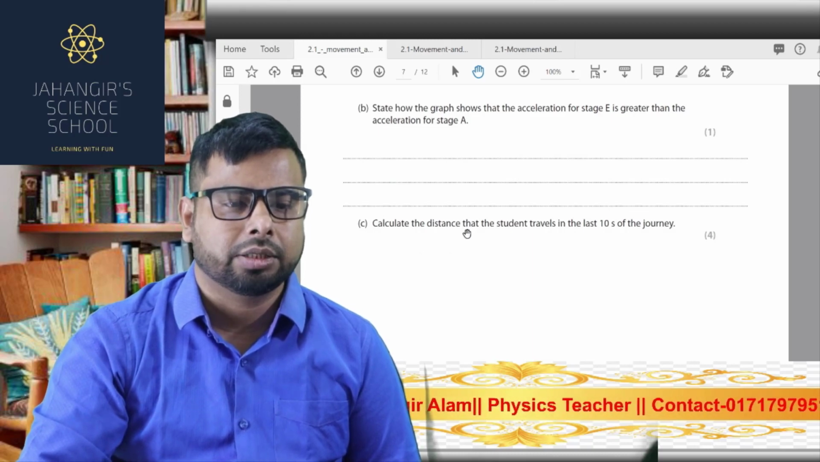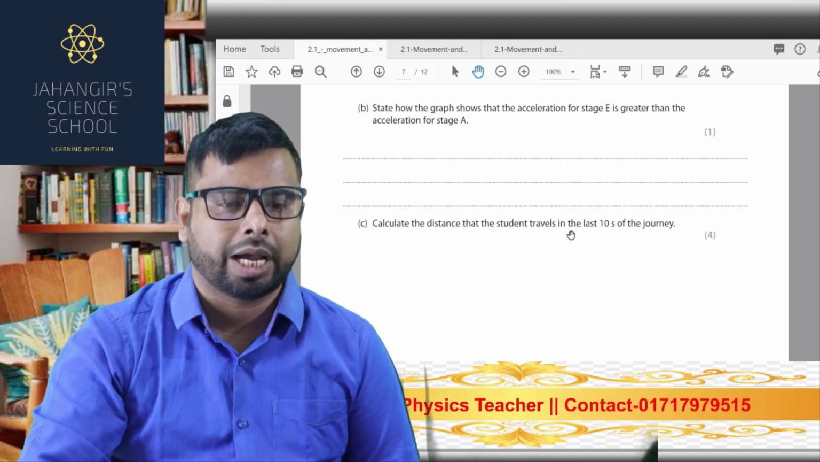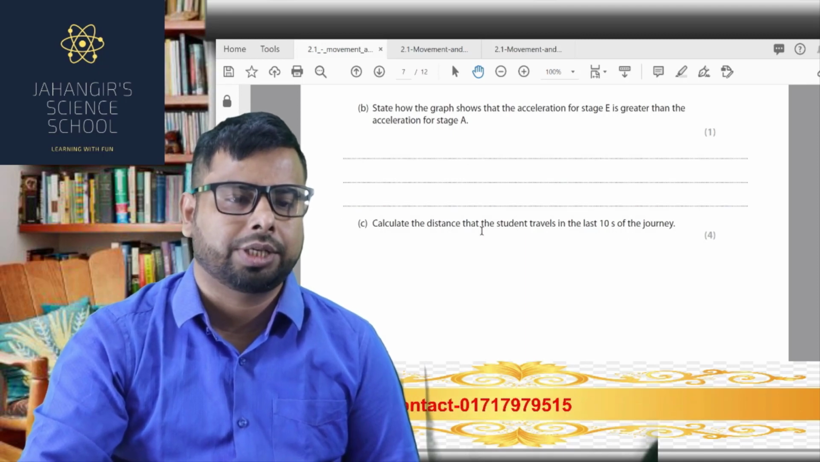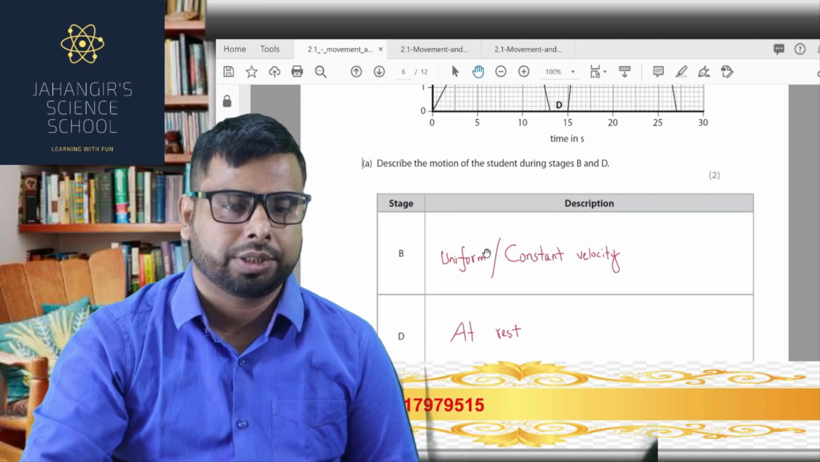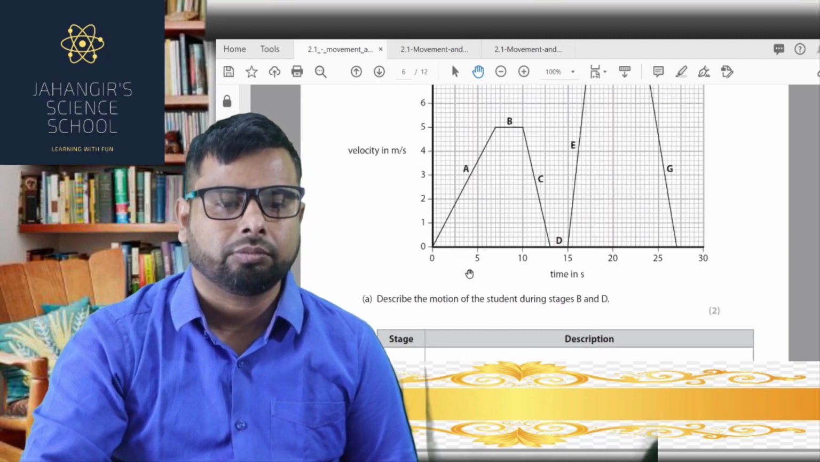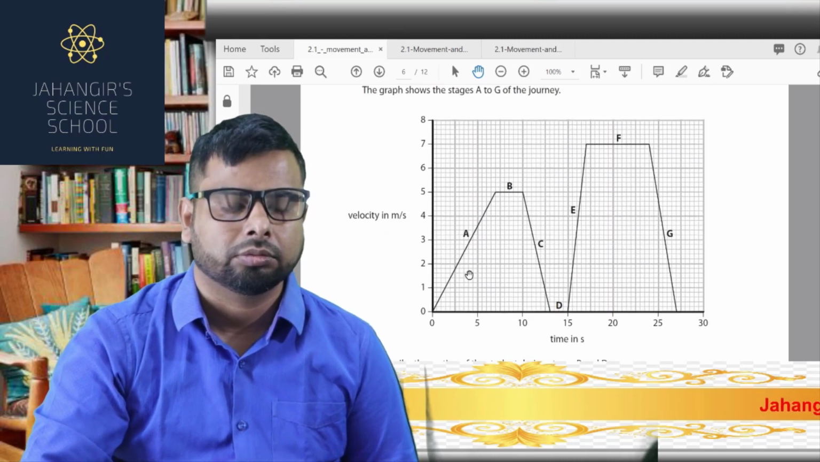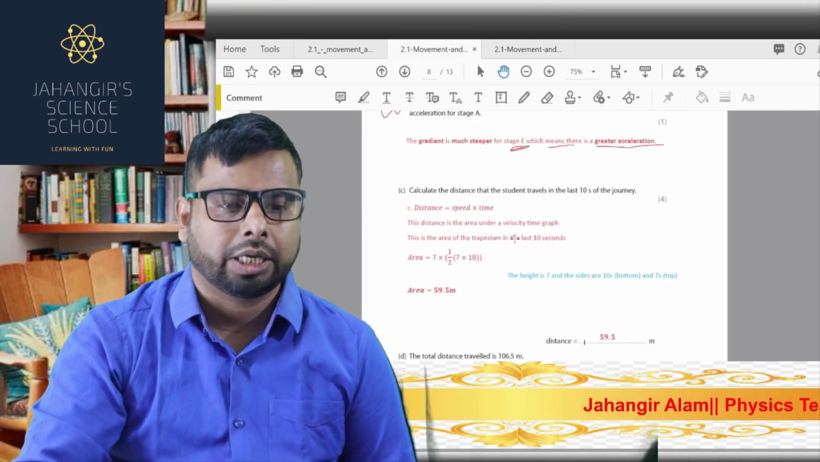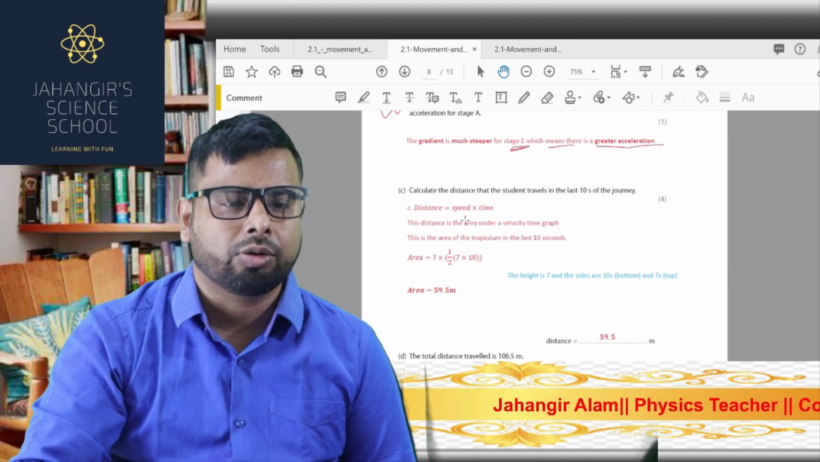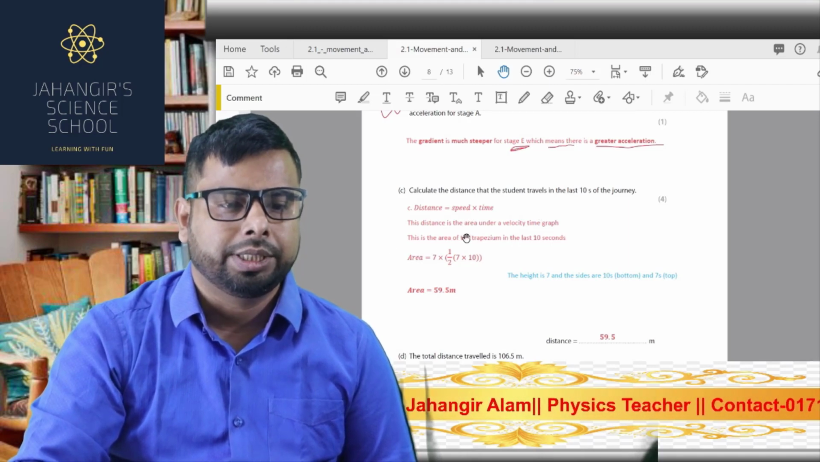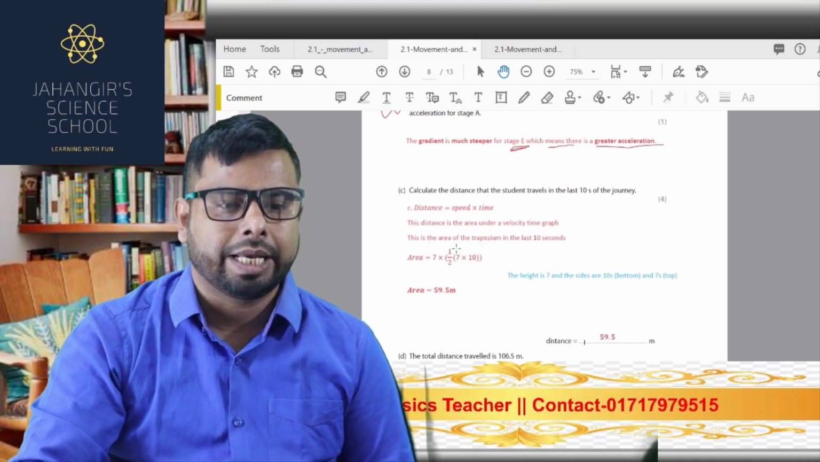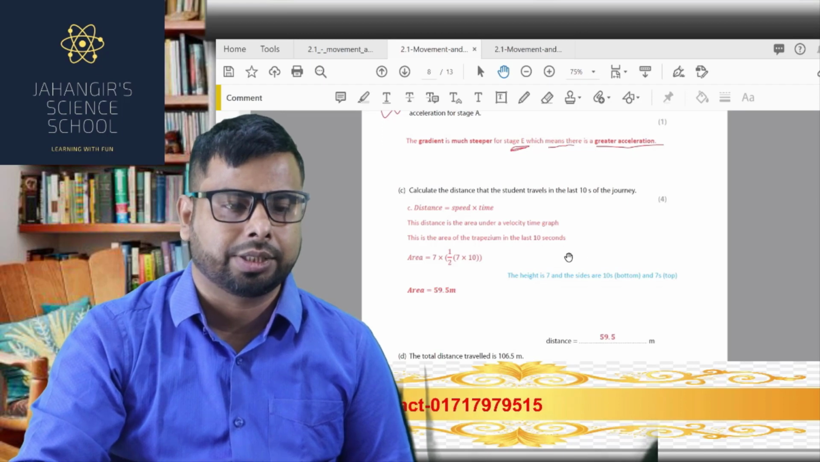Calculate the distance that the student travels in the last 10 seconds of the journey. Look at the graph. We know distance equals speed times time. This distance is the area under a velocity time graph. This is the area of the trapezium in the last 10 seconds.